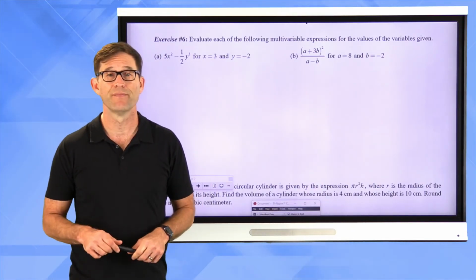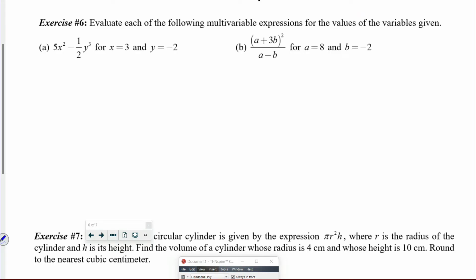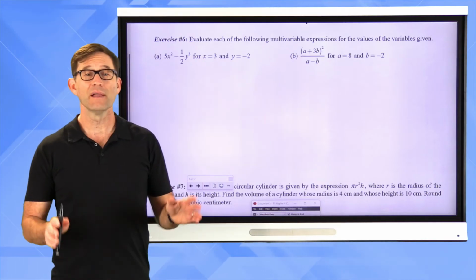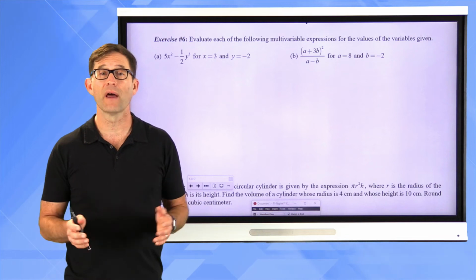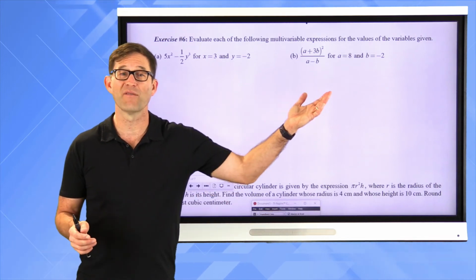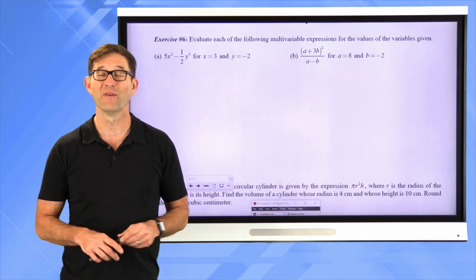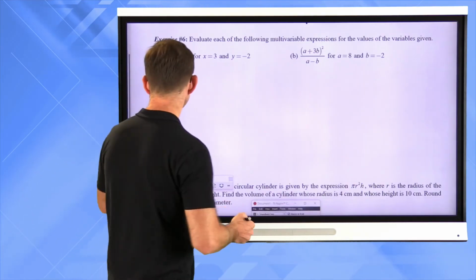Let's do a little bit of work with multivariable expressions. Exercise number 6. Evaluate each of the following multivariable expressions for the values of the variables given. Letter A, 5x squared minus 1/2 times y cubed for x equals 3 and y equals -2. Again, let's try to do these without our calculator, and let's do the first one together, and then I'll have you do maybe the more challenging one on your own. All right, so here we go. Let's do a little bit of substitution.